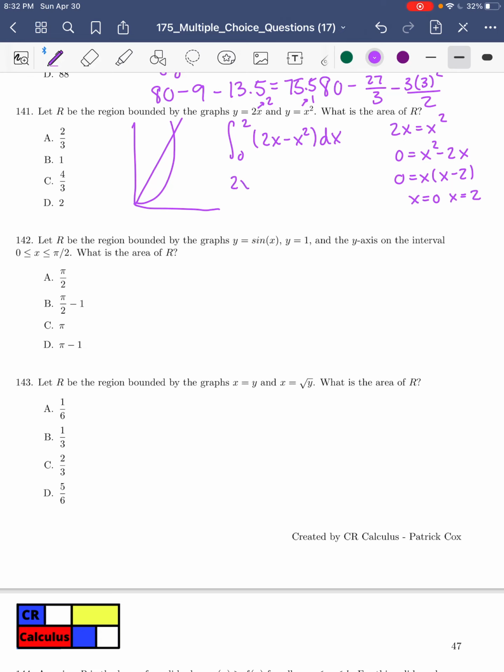So then I take the antiderivative. I get 2x squared over 2 minus x cubed over 3, evaluated from 0 to 2. These 2's cancel out. So I plug in a 2, I get 4 minus 2 cubed, which is 8 over 3. Then if I plugged in zeros, everything would become a 0. So I can change 4 to 12 thirds minus 8 thirds, which should give me 4 thirds, which is C.